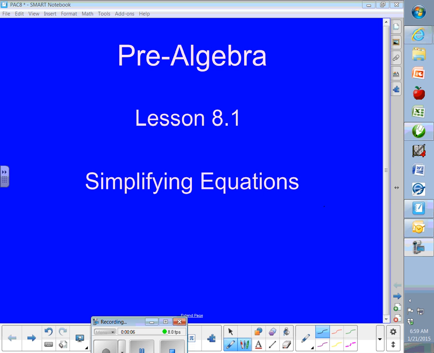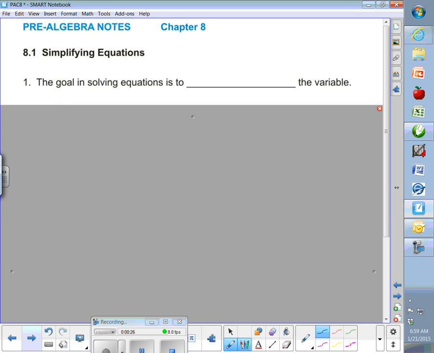Okay, class, this is pre-algebra lesson 8.1. This is the first lesson of chapter 8, and we're going to be simplifying equations. As you remember, we've already dealt with equations earlier in the year, and we're coming back to them again, and going to learn a few more things involving the equations. So in your notes there, 8.1, simplifying equations.